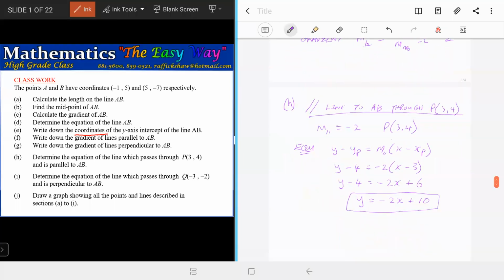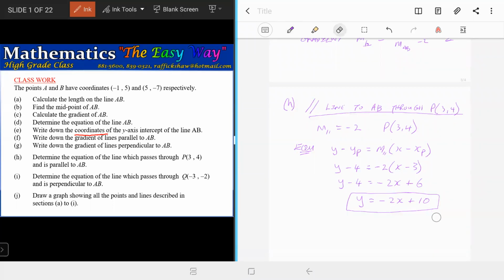And right off the bat, I realized that this line actually cuts the y-axis at (0, 10). So if I draw this line, it must cut the y-axis at (0, 10). The c value is 10. So this line cuts the y-axis at (0, 10). That's my y-axis intercept. So when I draw that line, it must have a gradient of negative 2. It must run parallel to AB. And it must cut the y-axis at 10. So I was making a little note of that.